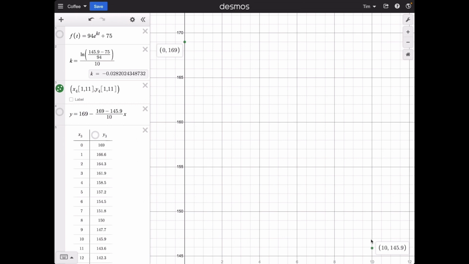And these are real temperature readings. I had a real cup of coffee where I actually found these temperatures. So this is actually describing a real life scenario. Here is the equation that we just found.